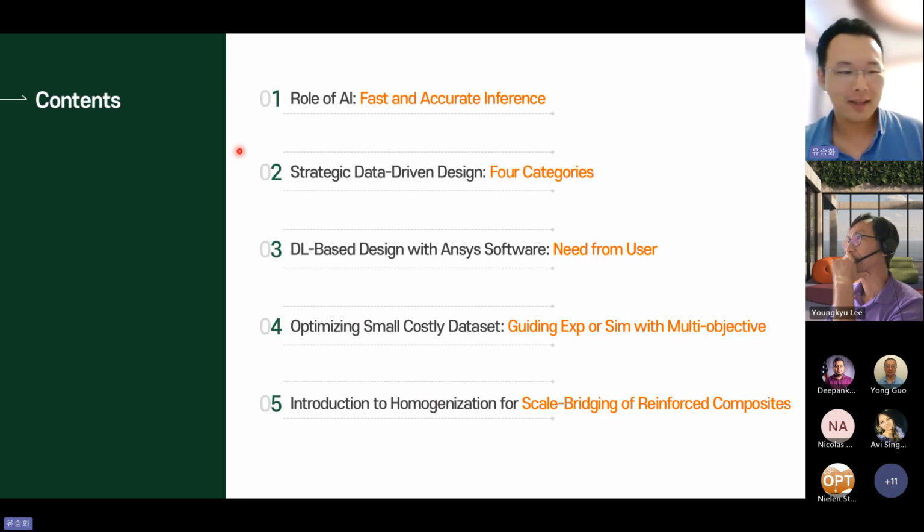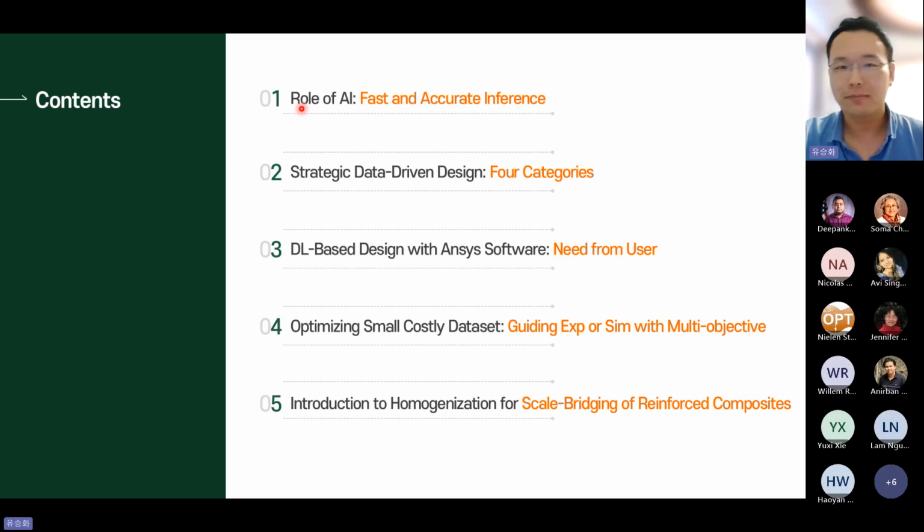Because I found that the audience will have quite a wide background, I will briefly talk about the role of AI, which is the fast and accurate inference. And then after talking about AI, I will talk about how to utilize AI for the design of materials, shape, and the process. So I'll divide the problem into 4 categories and give you a very overall and holistic view of the design approach.